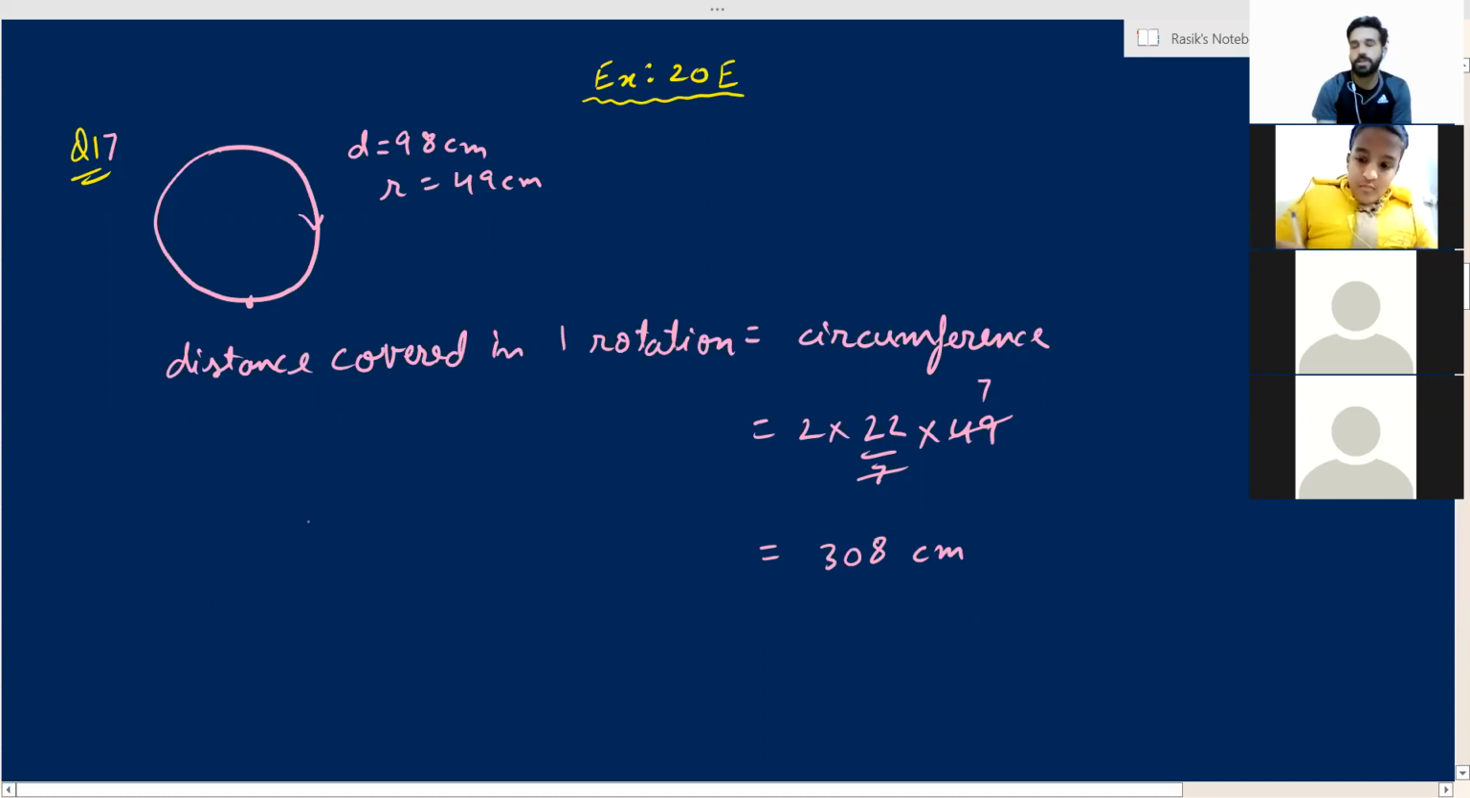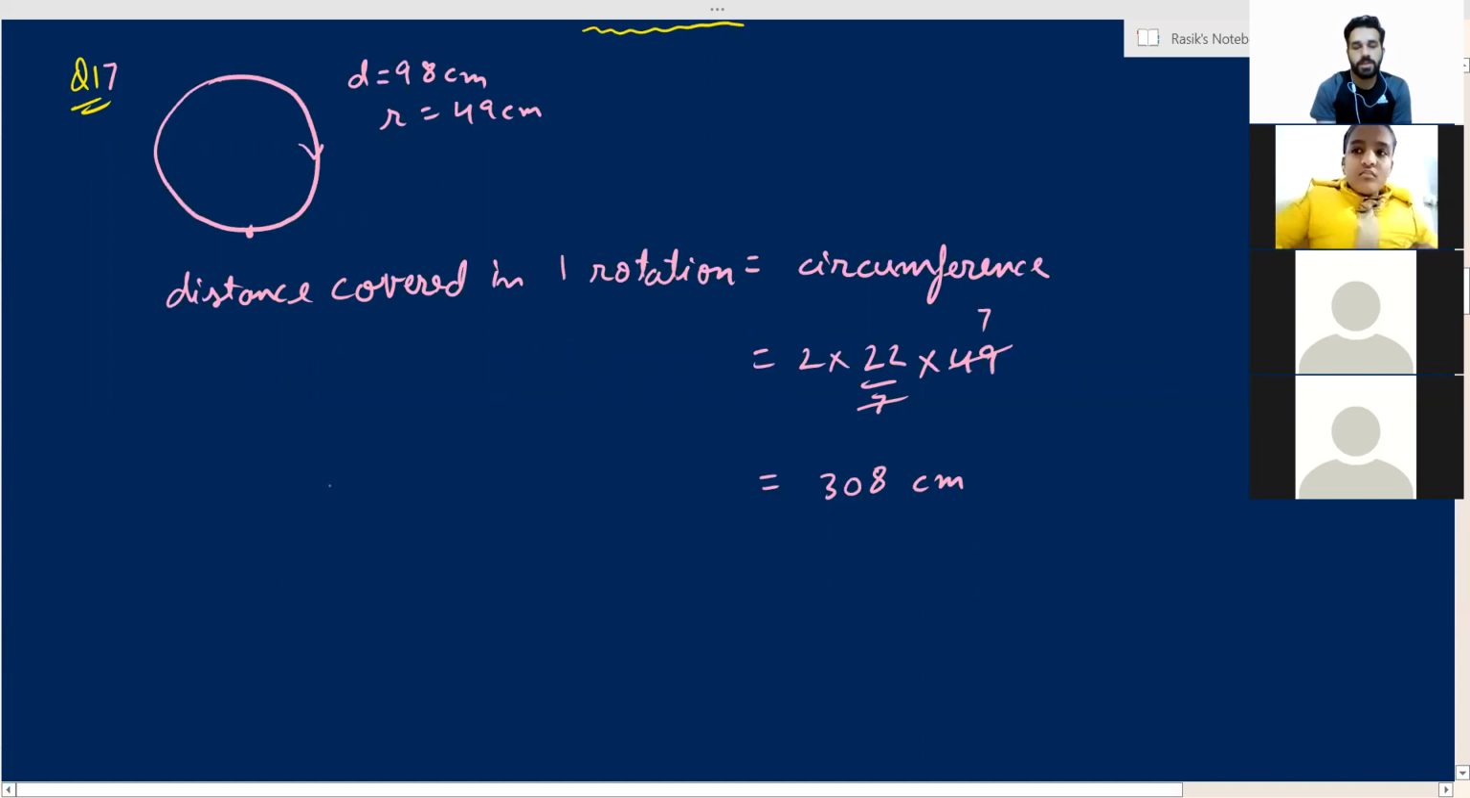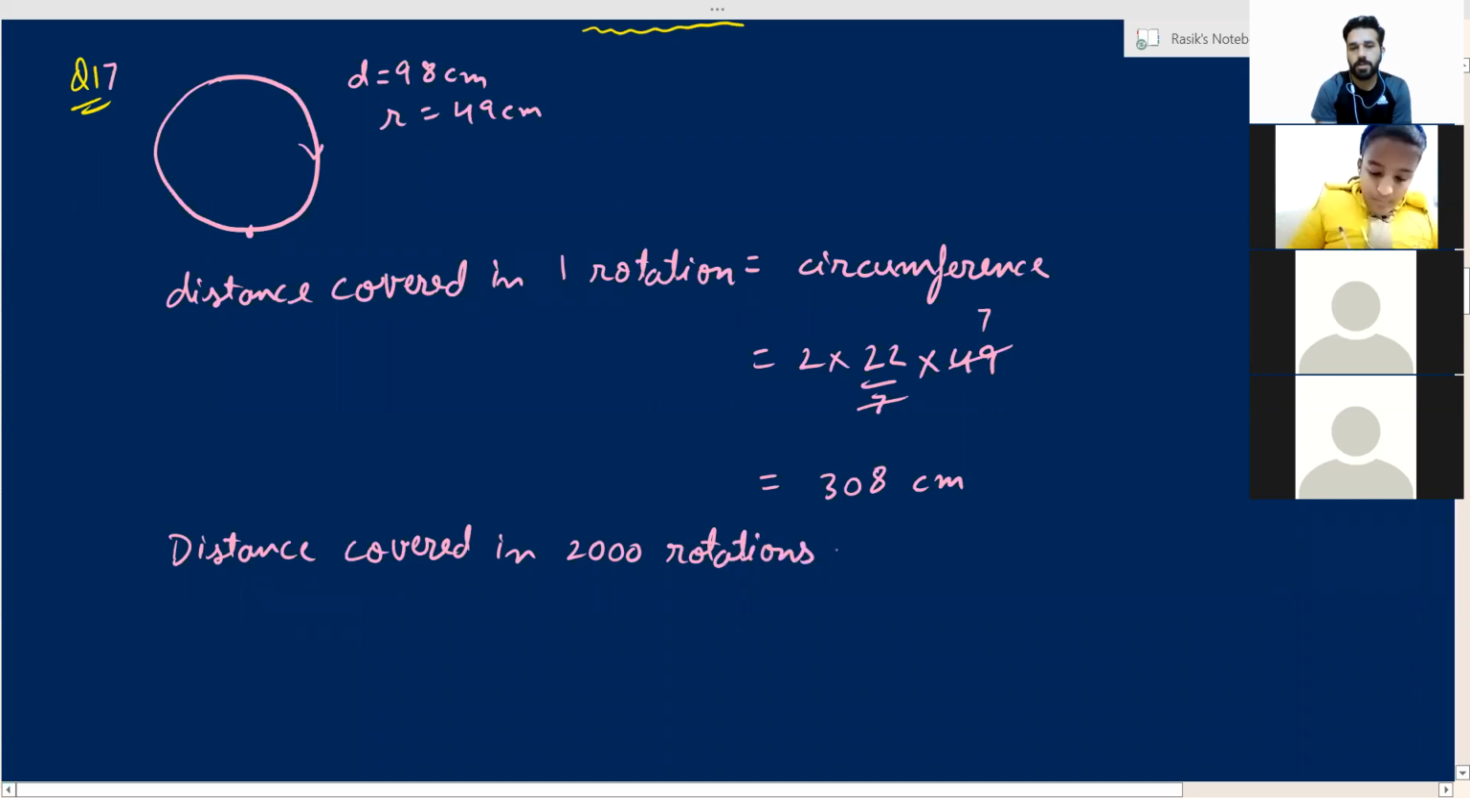revolutions, 2000 rotations. In one rotation, 308 centimeters. Now it is a question of the unitary method, simple. So distance covered in 2000 rotations is equal to distance covered in one rotation multiplied by 2000.